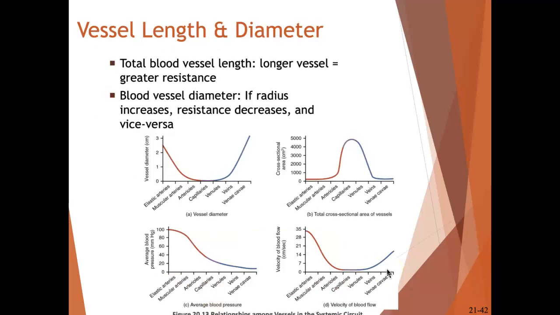And lastly, we are going to talk about the vessel length and diameter in relation to blood flow and pressure. The total blood vessel length determines the amount of resistance. So the longer the vessel, the greater resistance that we see. And if we have a larger blood vessel diameter, we will see that resistance will decrease and vice versa. So as you can imagine, an elastic artery like the aorta versus something like a capillary that is really small, we do have more resistance as it becomes smaller. And we could see this here in the velocity of the blood flow as well.